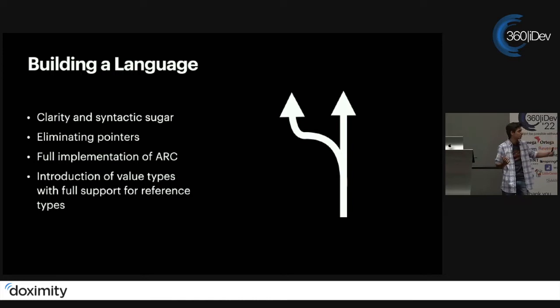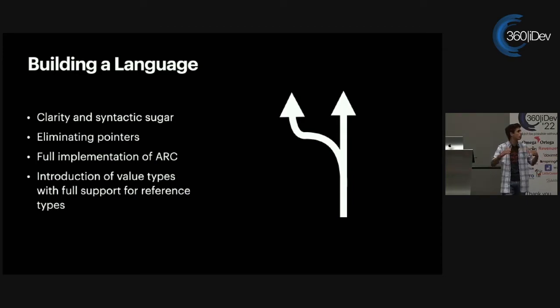In addition to that, we get a full implementation of the automatic reference counting, which was not in Objective-C. Again, that was only part of the Cocoa API, and now with Swift, the automatic reference counting is just built into the language. It's part of all libraries. In addition, we get the introduction of value types.